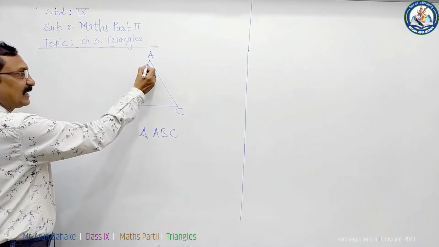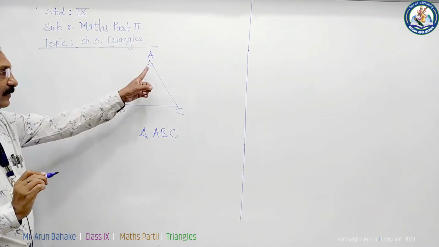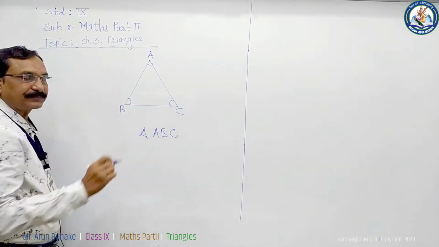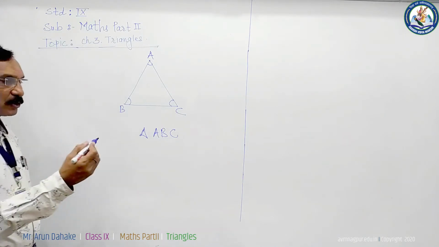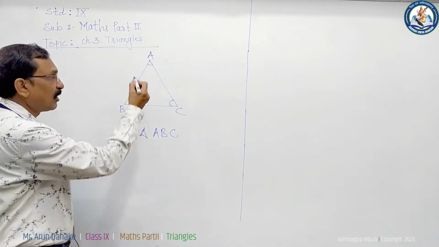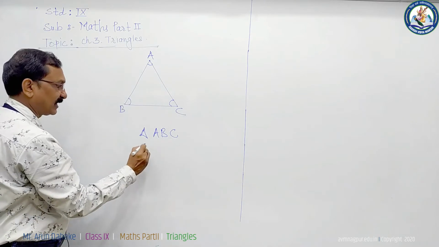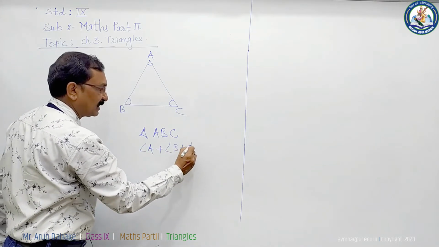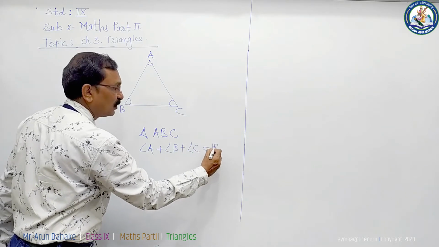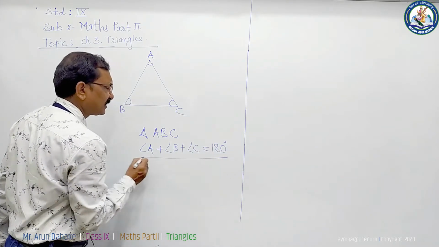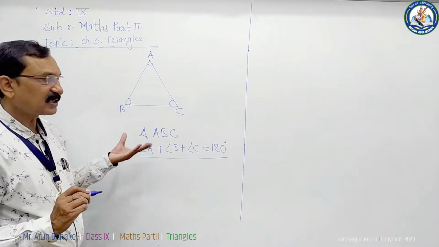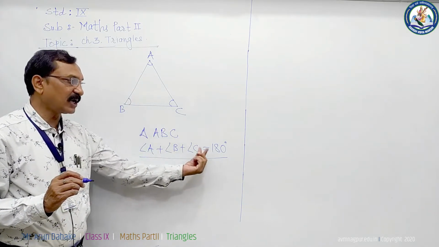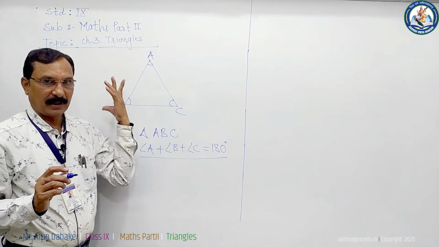These are the interior angles, angle A, angle B and angle C. Students, we know that the sum of all angles of a triangle, that is angle A plus angle B plus angle C, is equal to 180 degrees. We know this theorem: the sum of all interior angles of a triangle is 180 degrees.